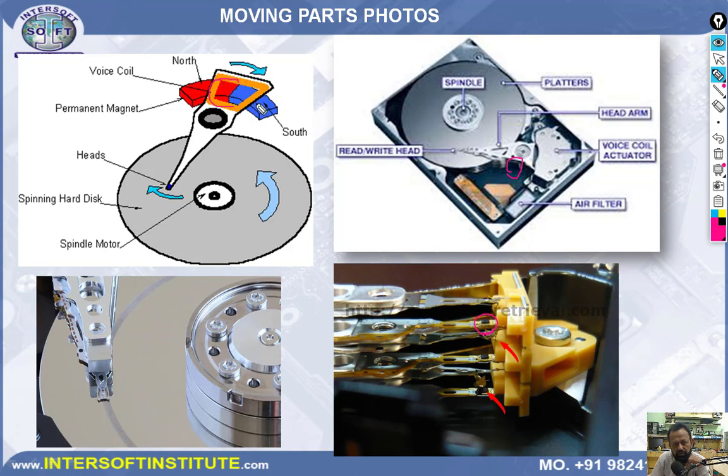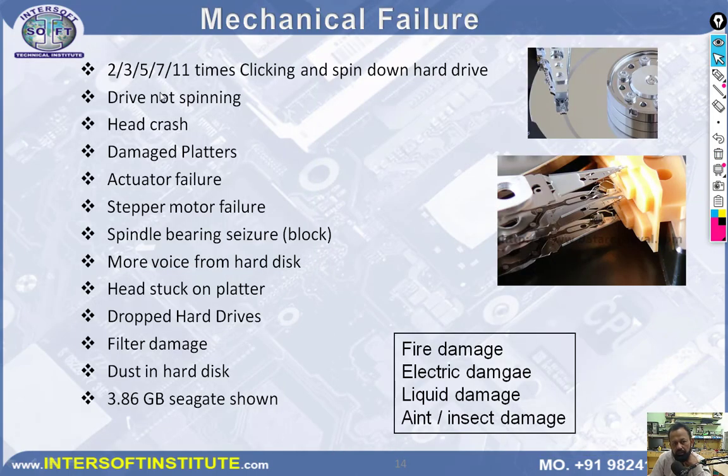This is your voice coil. These are scratches on the platter, head damage that makes a scratch on the platter. These are the different types of moving parts. So what are the problems in the moving parts? There will be a tick sound, 2, 3, 5, 7, 11 times clicking, and motor spin down are the symptoms of head damage. Drive totally not spinning is due to motor damage.